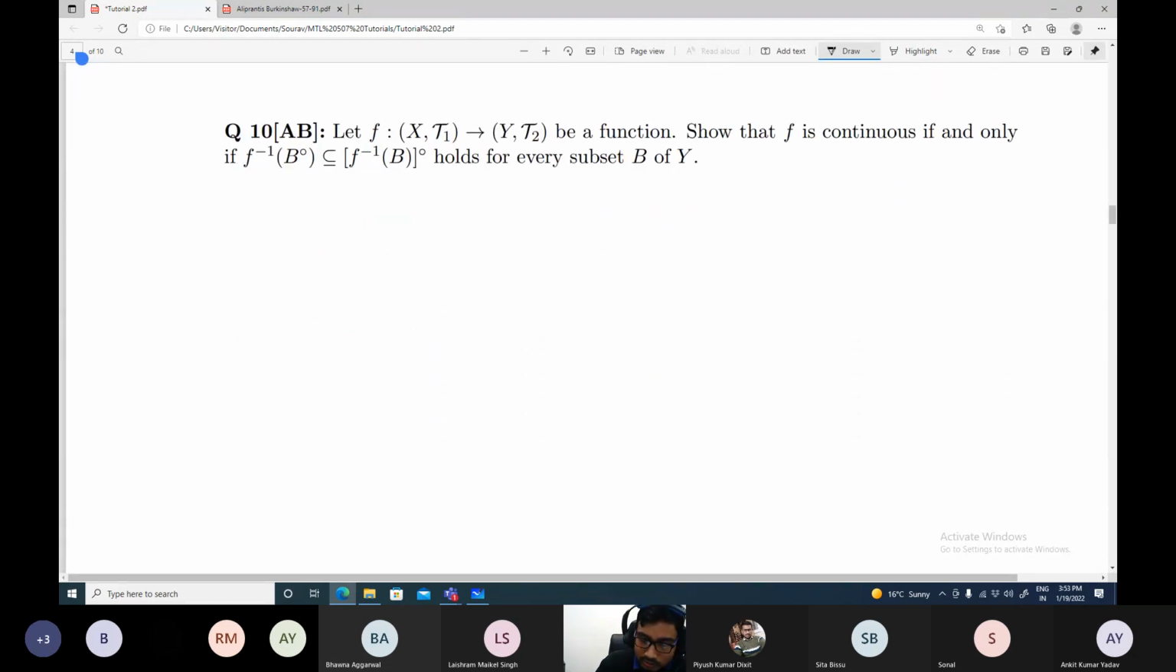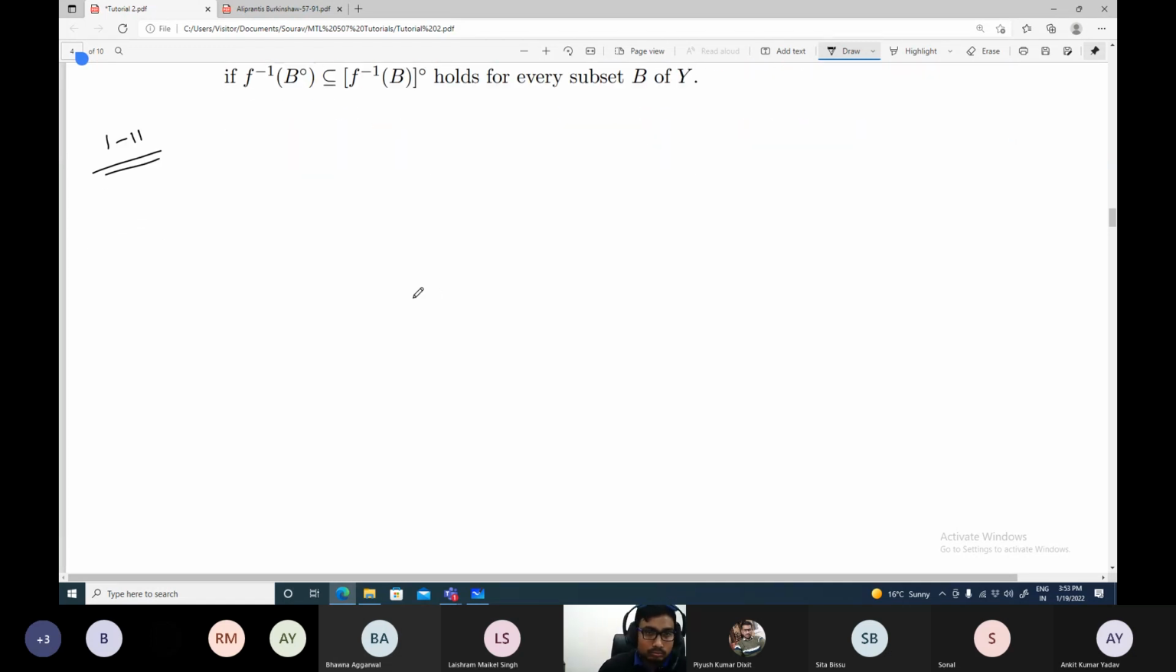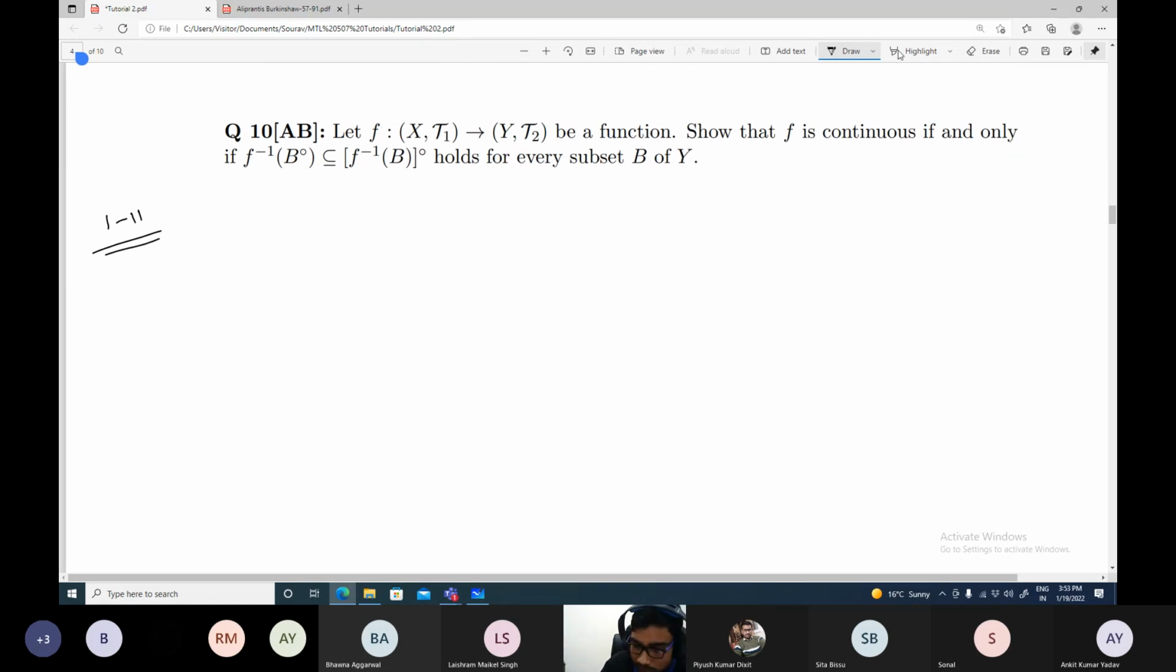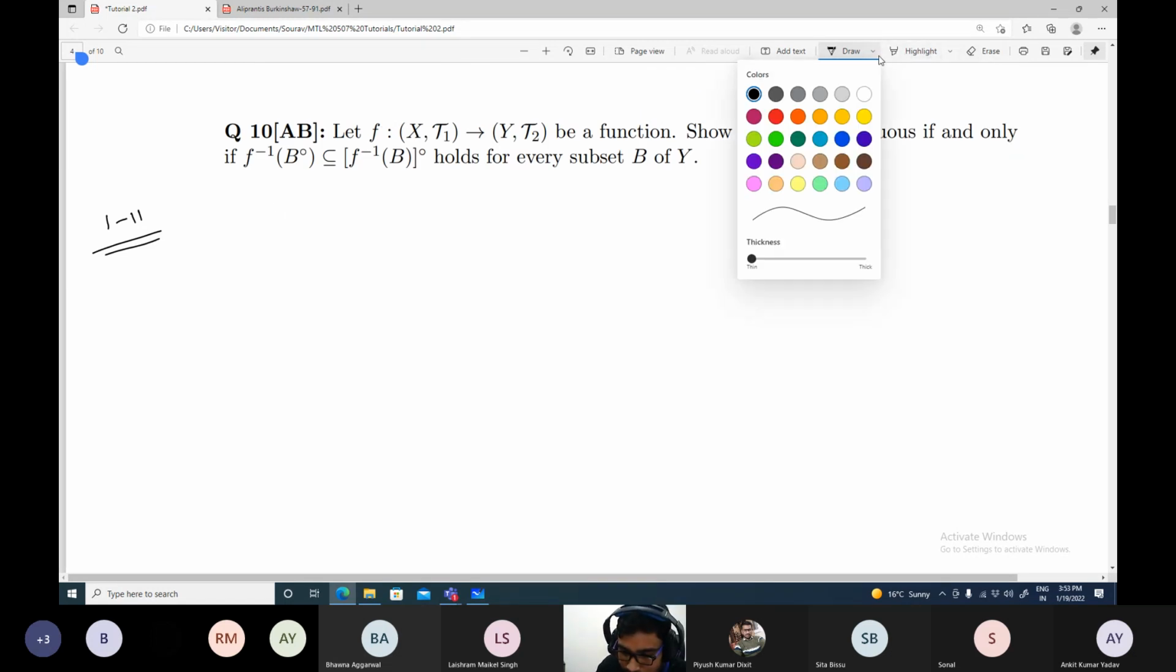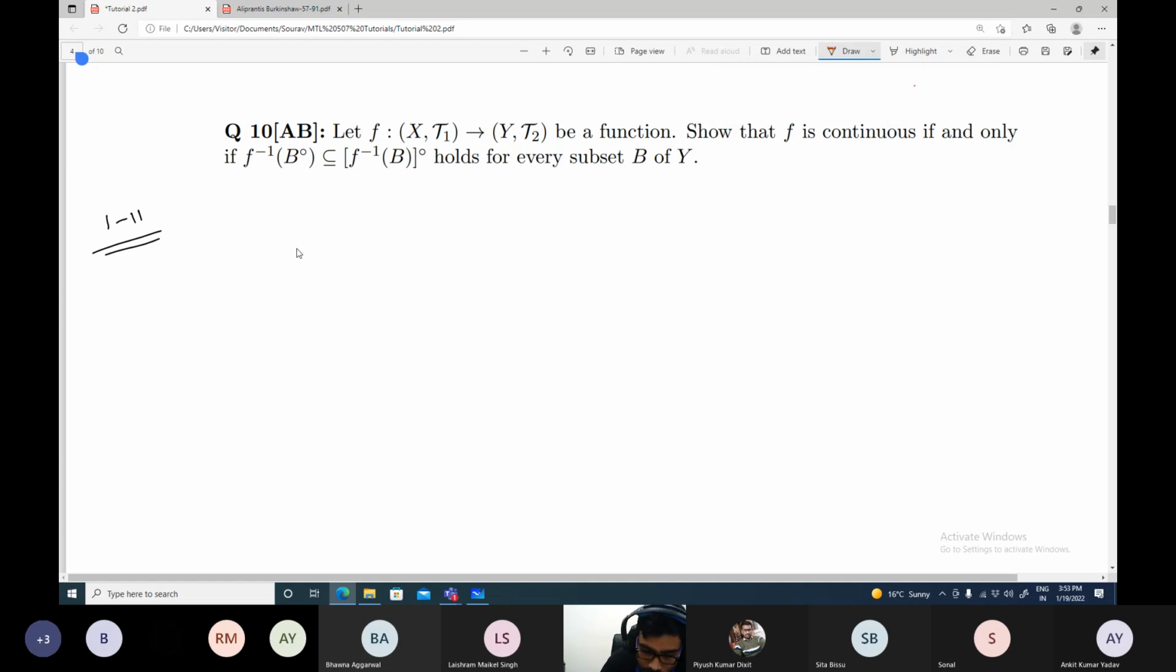Okay, so now the next problem. This one is the easiest problem, I guess, between 1 to 11, that has been given during the classes. So let me give some hints. Number 1, if B is a subset of X, then B interior is open in X. Do you know this one?